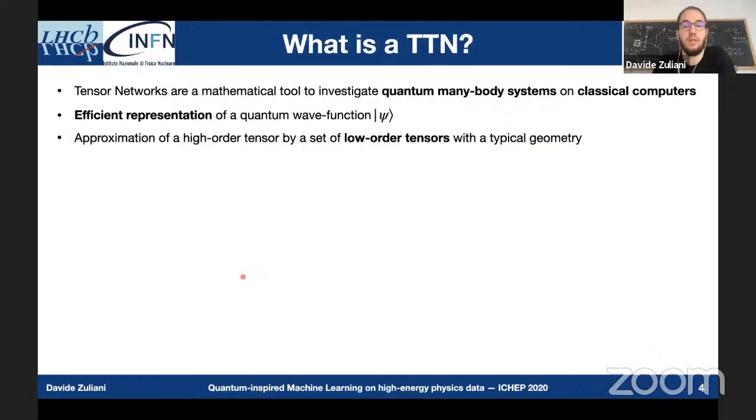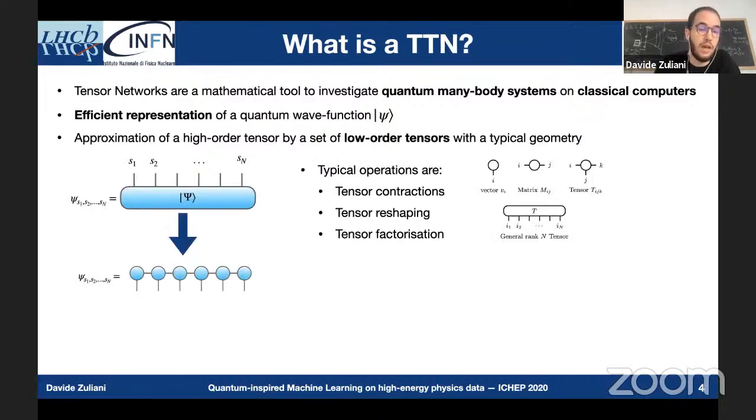So let me present what a tree tensor network is, which is the tool that we have used in this work. Tensor networks are a mathematical tool used to investigate quantum many-body systems on classical computers. This relies on an efficient representation of the quantum wave function. This is achieved by approximating a higher-order tensor by a set of lower-order tensors, which follow a typical geometry. So this is the main idea. Here you have your whole tensor describing your wave function, and you go through a contraction of low-order tensors, as you can see here. This is obtained by using some typical operations with tensors. You can contract, you can reshape, and you can factorize tensors.